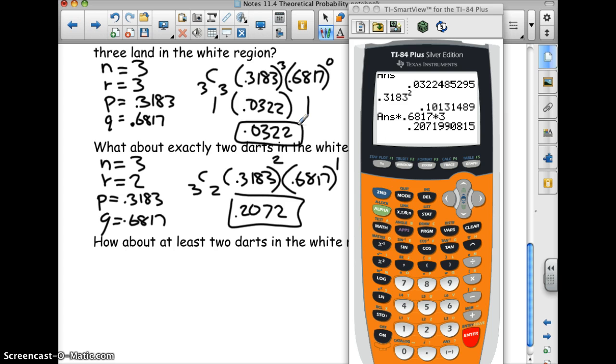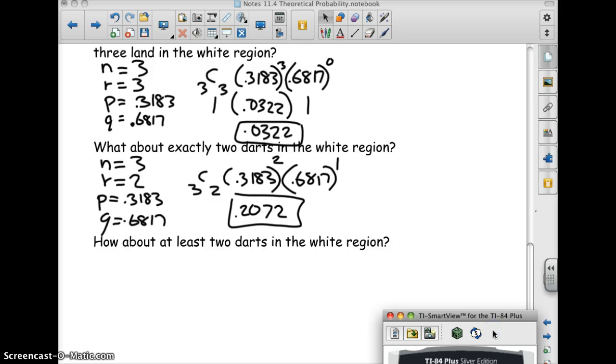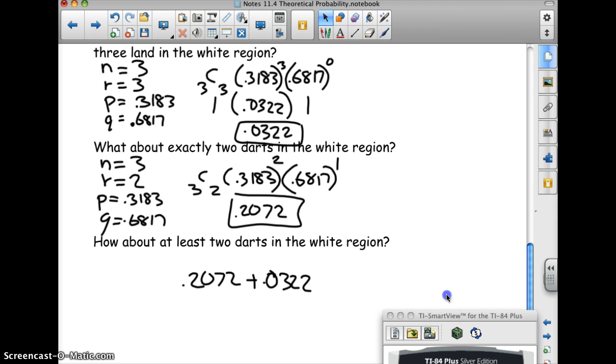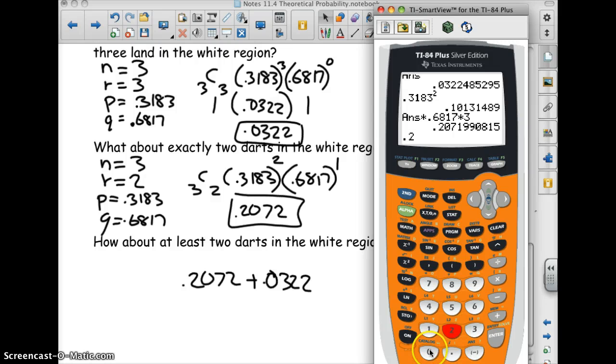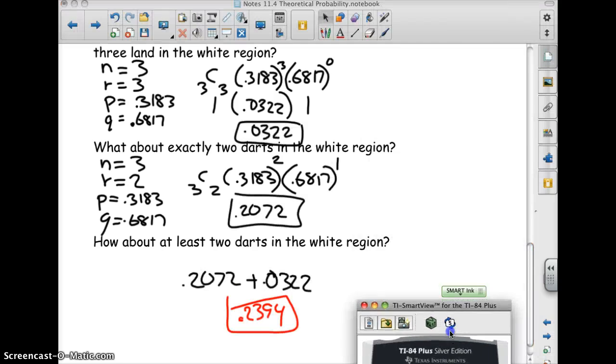Now it says at least 2 darts in the white region. Well, that's going to be 2 darts or 3 darts. When I have or, you add. So 0.2072 plus 0.0322, and I get 0.2394. There we go. Not too bad. All right, next, moving on.